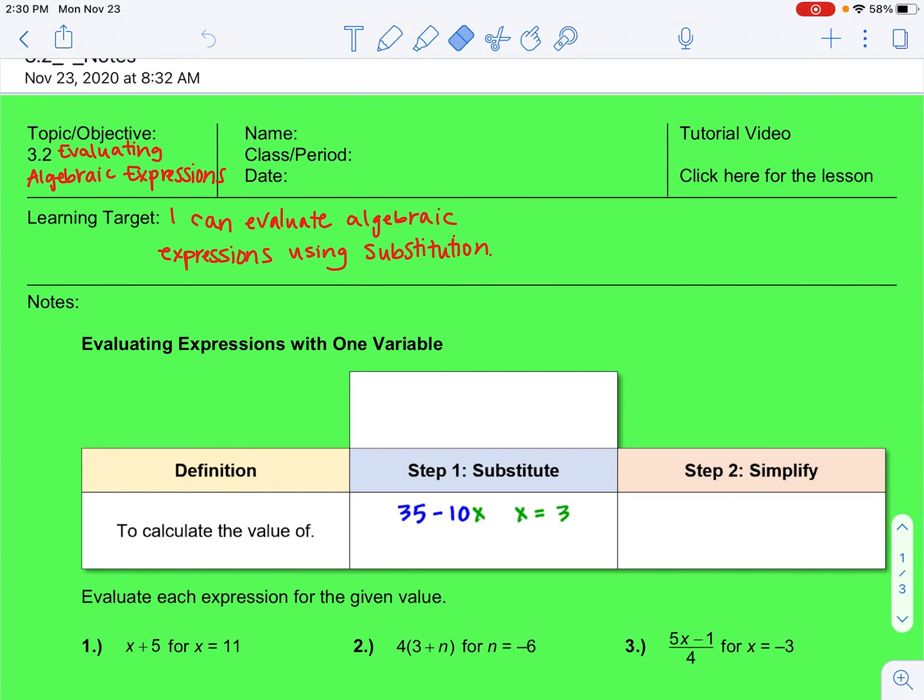Today we are going to continue working on Unit 3, Lesson 2. This lesson is all about evaluating algebraic expressions. Our learning target is that I can evaluate algebraic expressions using substitution. So let's get started by filling out our definitions.